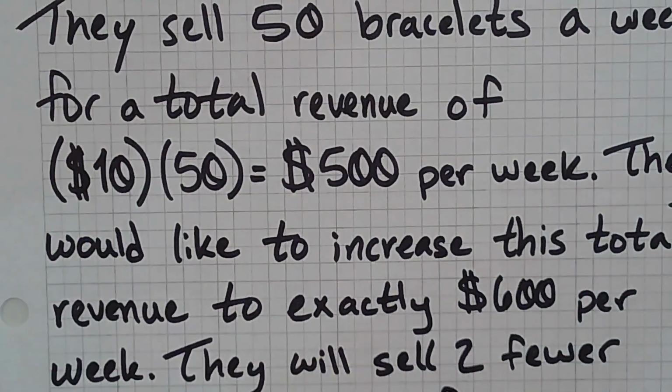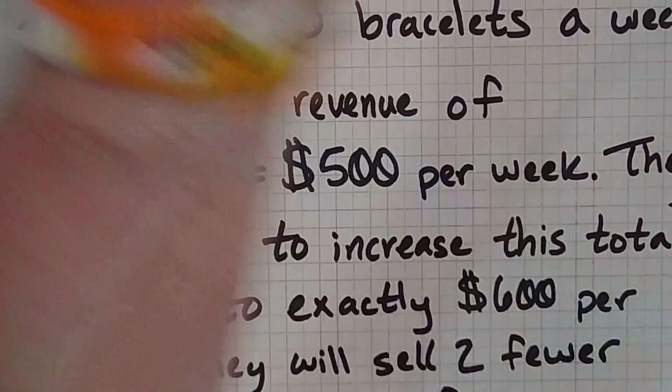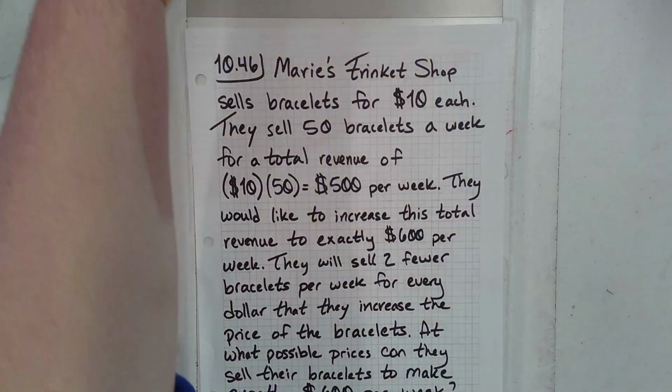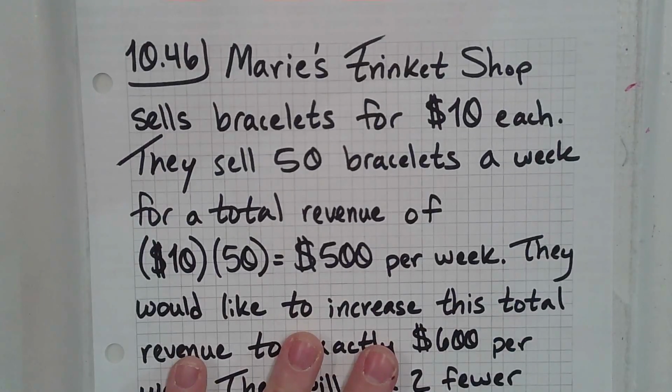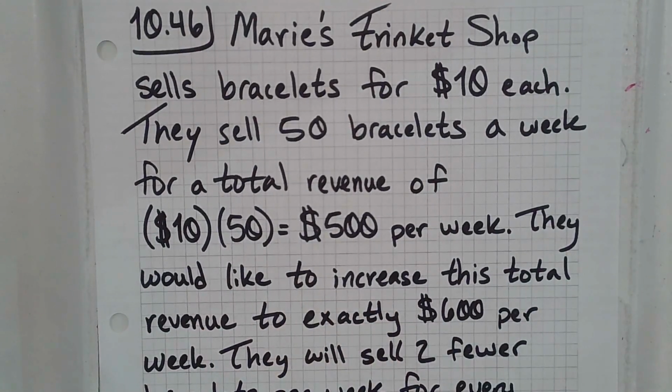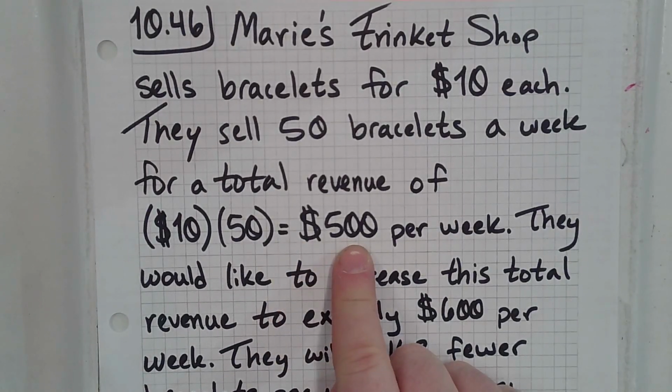Pretty spicy. Let's move it on over to 10-4-6. And we will need a separate sheet of paper for this because as you can see, there are a lot of words. So let's zoom out so you can start reading. So it says, yeah, there we go. Mary's Trinket Shop sells bracelets for $10 each. They sell 50 bracelets a week for a total revenue of $500 per week.